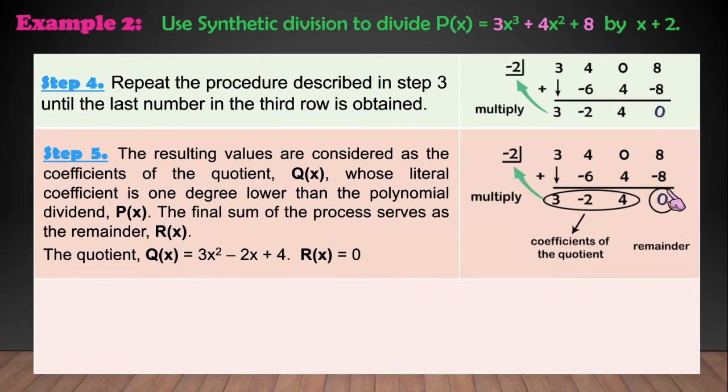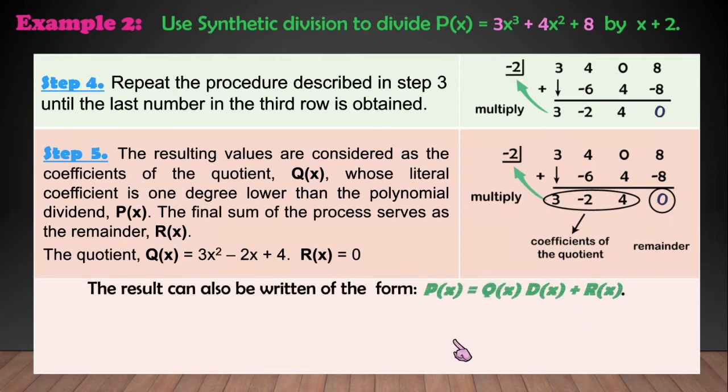So here, this is our remainder. And these are now the coefficients of the quotient. Now take note that the quotient should be 1 degree lower than the degree of the polynomial dividend. So the degree of the polynomial dividend is 3. Therefore, the quotient's degree must be 2. Therefore, the quotient here is 3x squared minus 2x plus 4. R of x equals 0 since the remainder is 0.